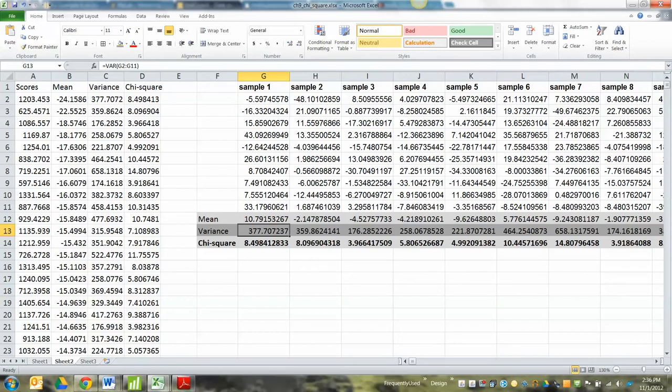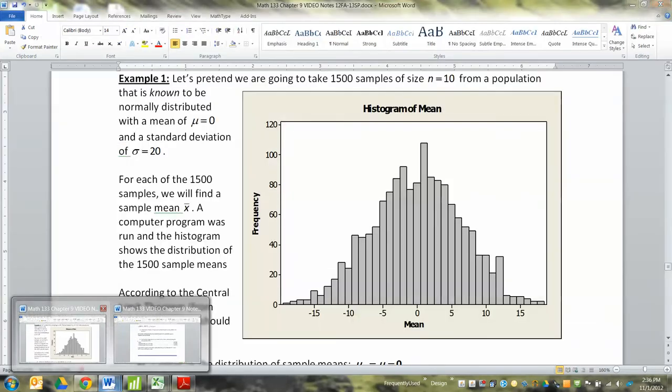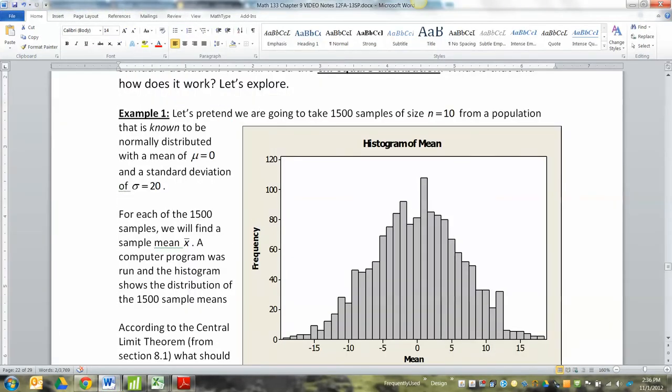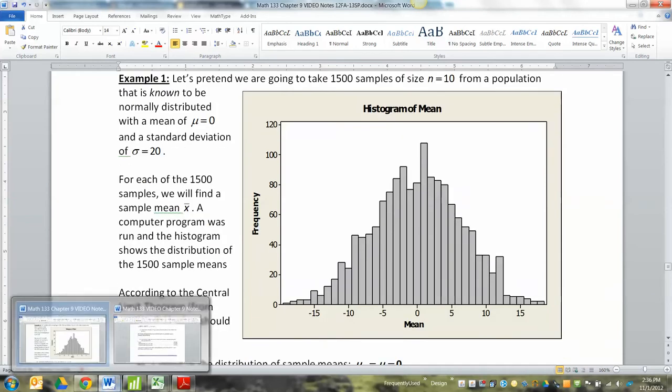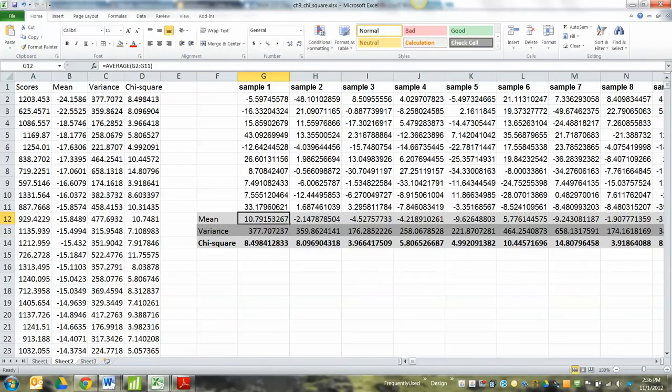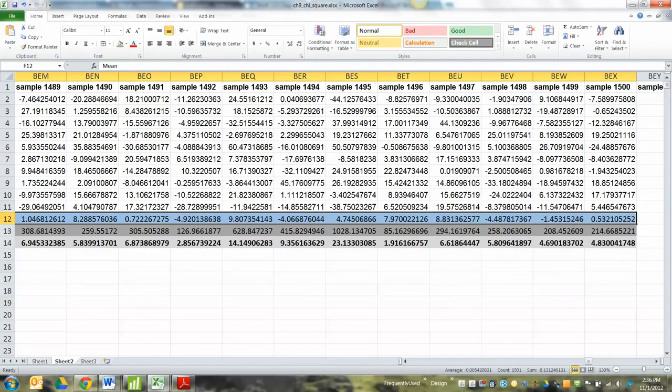Right? Again, don't worry about doing this. You do not have to do this for the technology assignment if you're following along for the online class. But that's what I did. Okay, so I did that. And then I had Minitab construct a histogram of those means. So I took this row of means, and I had it calculate a histogram, construct a histogram for those means.